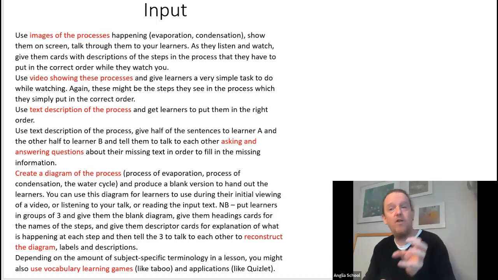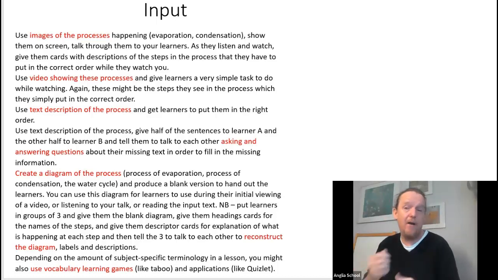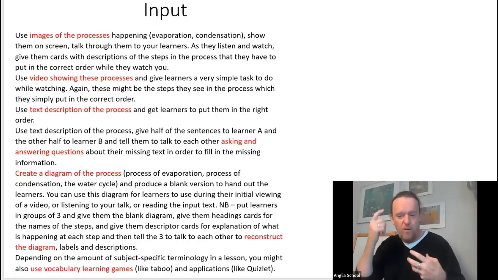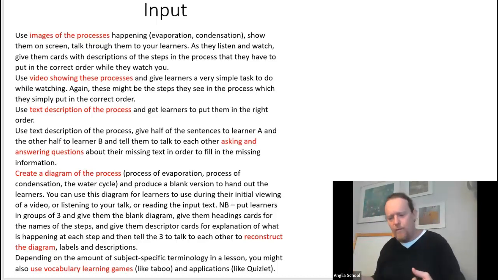Practicing standard structures through asking and answering questions, getting them to build a diagram using the visual and text descriptors with headings, reconstructing the original diagram that we had at the beginning using materials that are provided for them. And they talk about this. So they're using what they've seen and remember with a partner or partners to reconstruct the conceptual diagrams that are at the heart of these processes, evaporation, condensation within the water cycle.